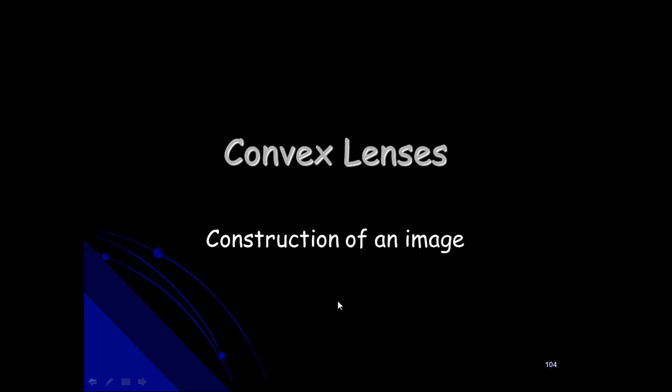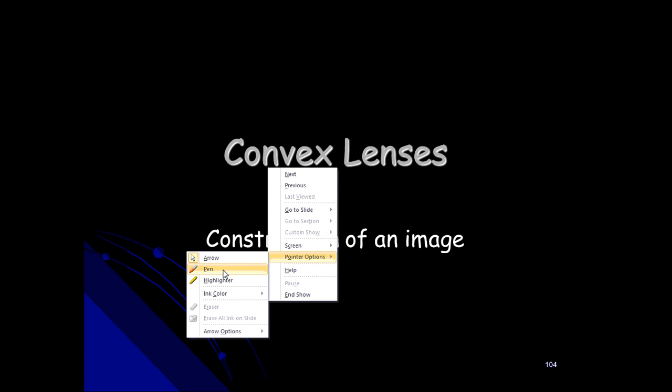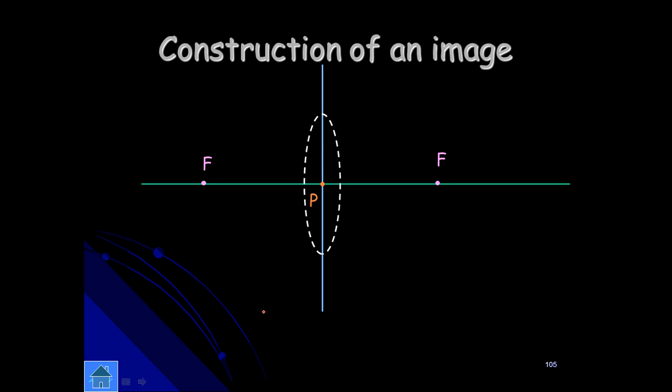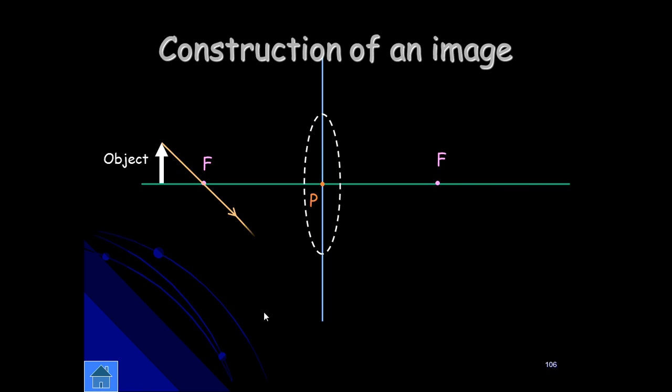Let's have a look at the constructions of images of convex lenses. So, just remind ourselves that we can put an object, bring a line in that is parallel to the principal axis, goes through the focal point, or we can bring something through the other focal point and it will then go parallel with the principal axis.